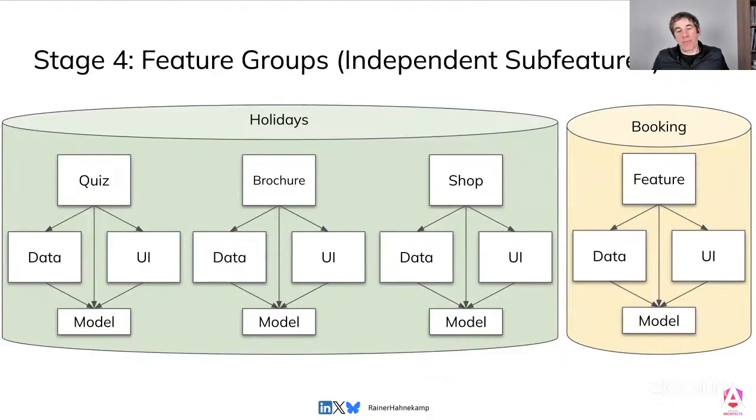One possible approach, which will not work, by the way, are independent sub-features. So you put just everything into holidays and they don't really have anything to do with each other. Quiz has its own data, brochure has its own data, shop has its own data. But then you don't even have to put them into holidays, then they are just domains on their own. As I said, this will not work because they will require access to the same set of data.